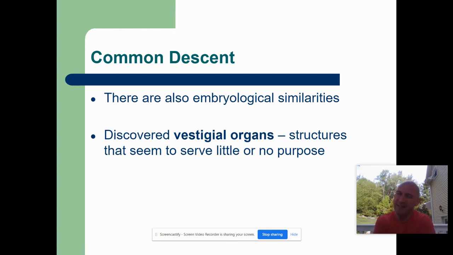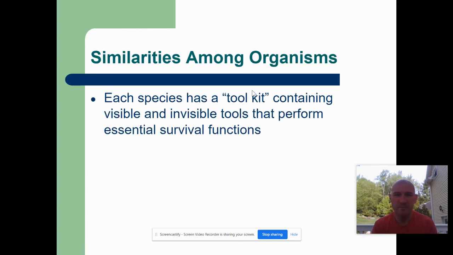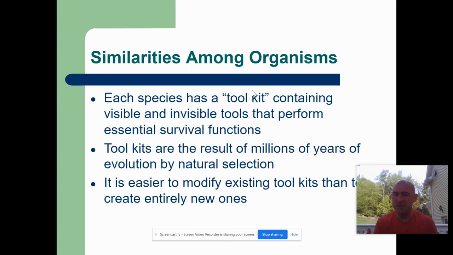But we actually think that the appendix does still serve a function for us because we think it kind of holds good bacteria for us, like a storage sac. Hence, it stores good bacteria, but there's always a chance bad bacteria can get in there, and that's when you have an appendicitis. Other vestigial organs are whales have hip bones. Whales don't really need hip bones, but their ancestors once walked on land, were once terrestrial, so those are vestigial organs as well.